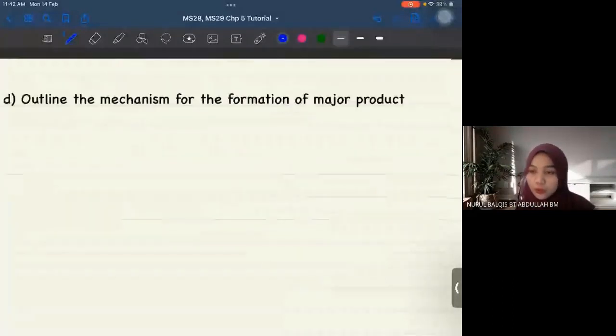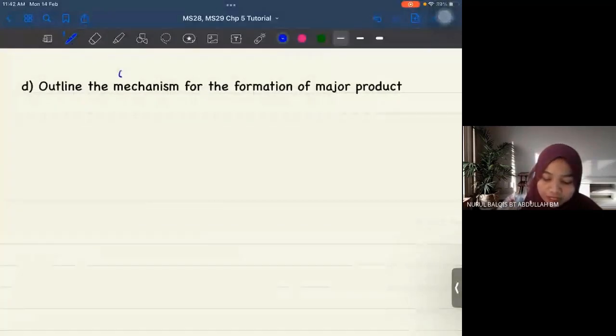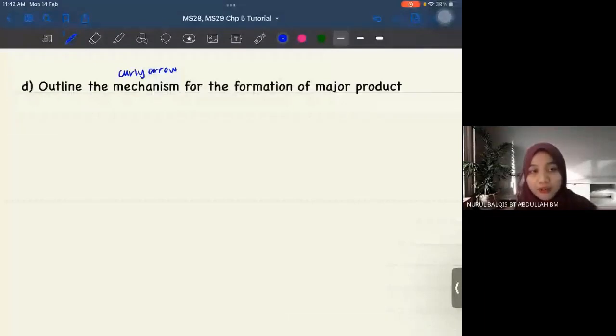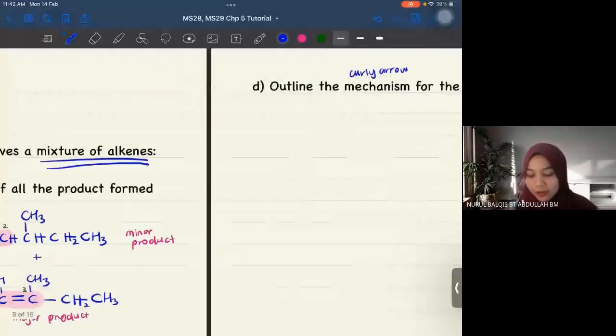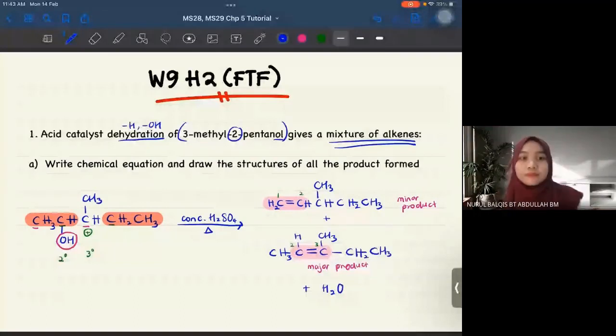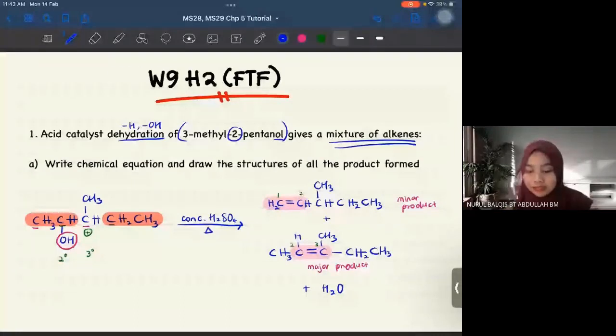Okay, next one. The questions wants you to outline the mechanism. Outline the mechanism means you use the curly arrow to show the movement of electrons. But each and every time you want to form this mechanism, please first write the general reactions. But for this question, they already ask you for general equations in question A. Jadi tak perlu dah lah buat untuk question seterusnya kan. Ini dah ada, tak perlu. Tapi kalau soalan terus minta mechanism, tak minta chemical equation dulu, tolong keluarkan chemical equation dahulu. Okay? Okay, miss. So dia ada separate marks untuk general equations.